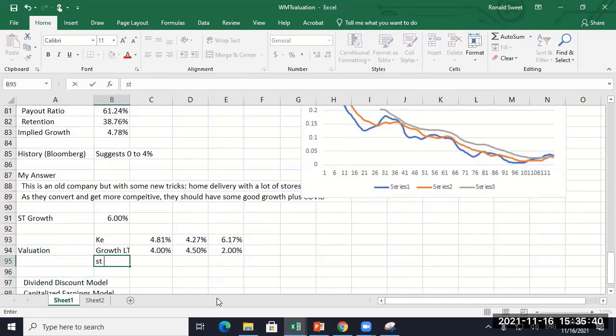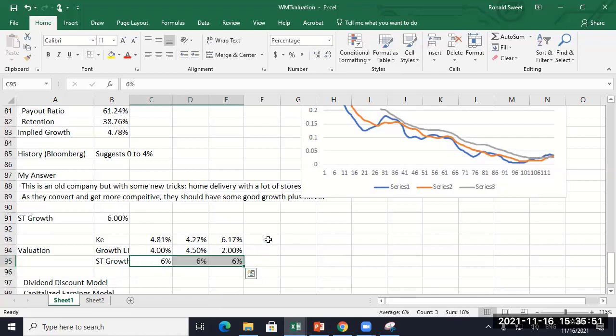And my short-term growth, I'm just going to use 6% all the way across. No variation there. And then my H. All right, so the H, this is your creative writing.